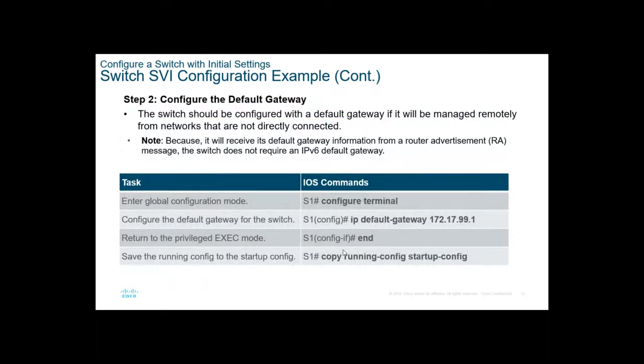The switch needs a default gateway. Now, routers are default gateways. They used to be called gateways, now they're called routers. So routers are the default gateways themselves. But all other devices, including employee desktop PCs and switches, need to have a default gateway configured if you want to connect to them across the router from another network.